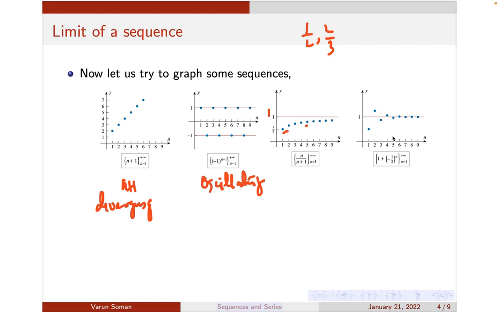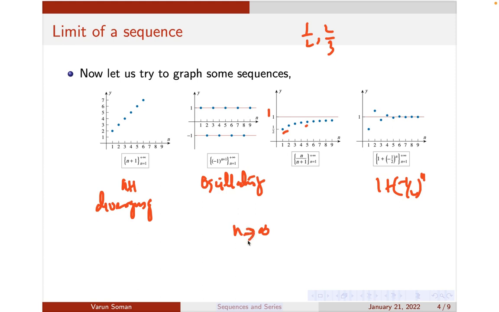Also in this sequence, which is basically 1 plus minus 1 by 2 raised to n, we can see that the sequence is oscillating. For 1 you have 1 by 2, and for 2 you will have 3 by 2, so it goes above 1 and comes down below 1, but actually it is approaching 1 as n goes to infinity. So even if it is oscillating, it is approaching this 1. You can observe that some sequences will tend to some finite value as n goes to infinity.